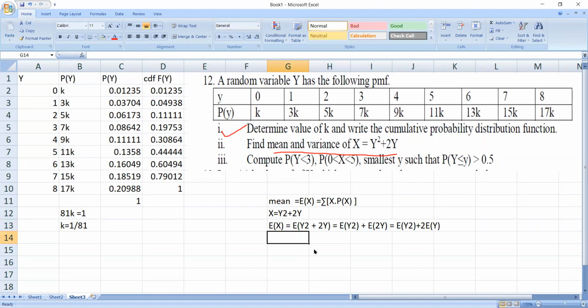So now the problem has just reduced to obtaining E of y square and E of y.